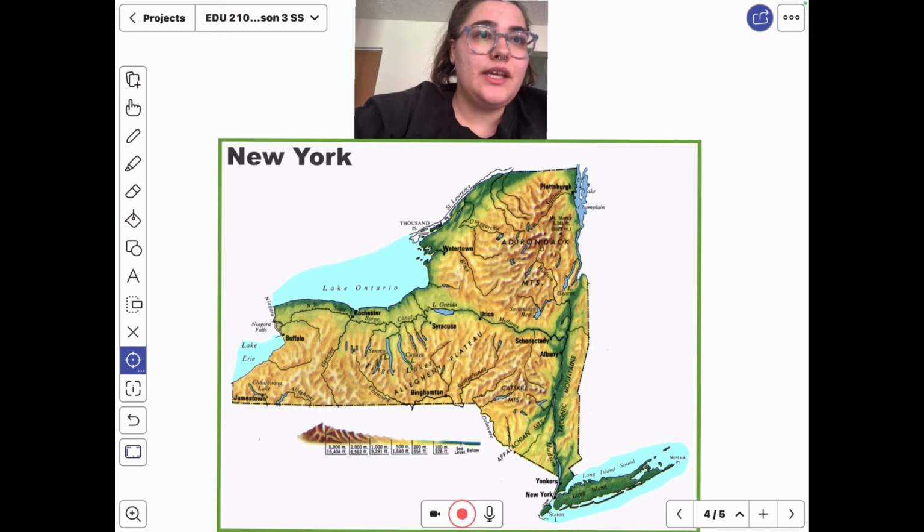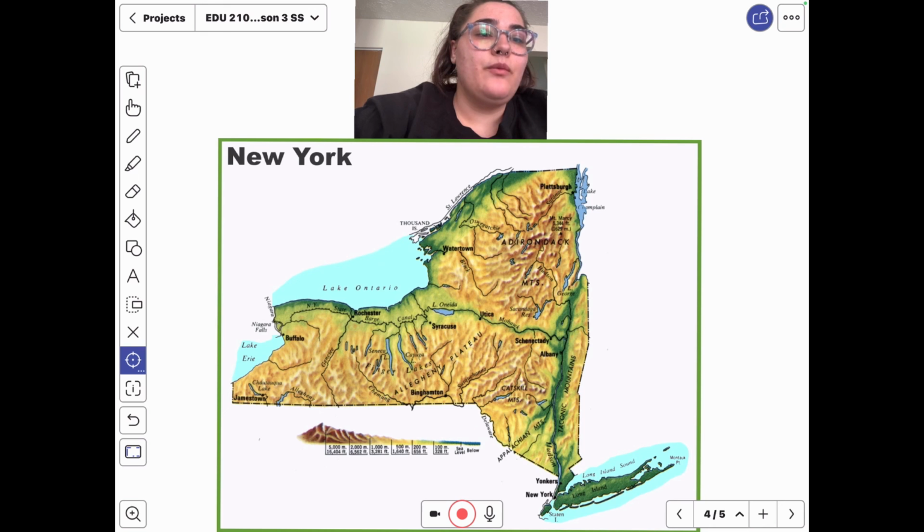Looking at our key, which area has the highest elevation in New York? We can see that the darkest parts right here are going to be in the Adirondack Mountains. Looking at our key, which area has the lowest elevation? We can see that Long Island is dark green, which means that it's the closest to sea level, which means that it's the lowest in elevation.